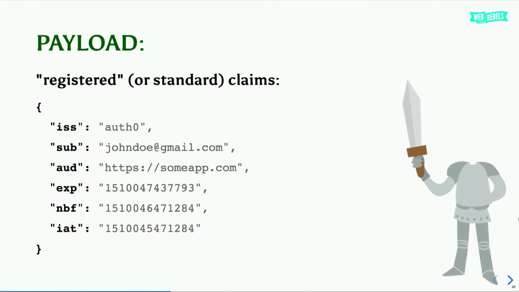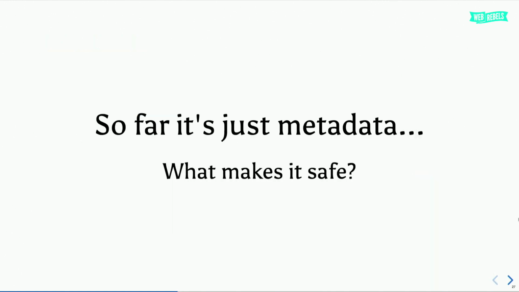And this is how it will look if you encode them as a JSON. So, okay, so far it's just metadata. This is just a format that allows us to store this metadata in a way that can be easily encoded and decoded. But why should we use this for security? What makes this metadata safe?